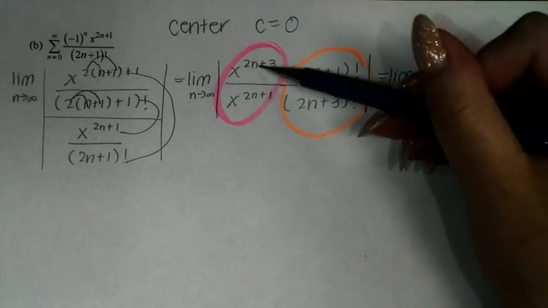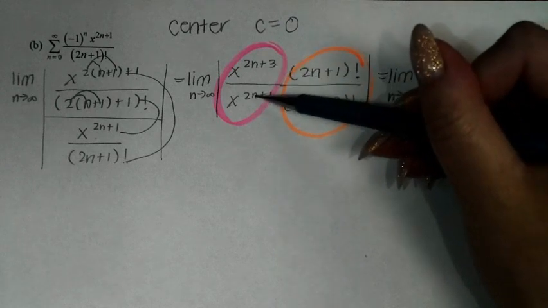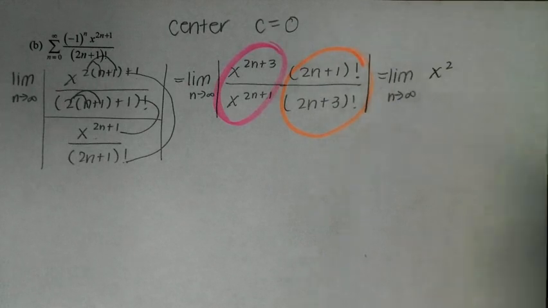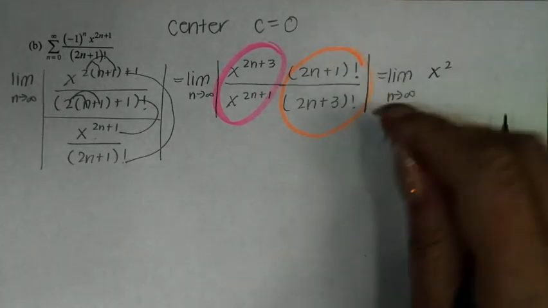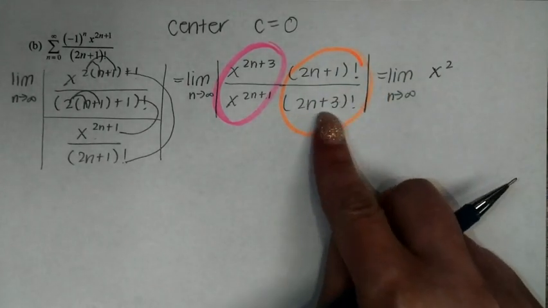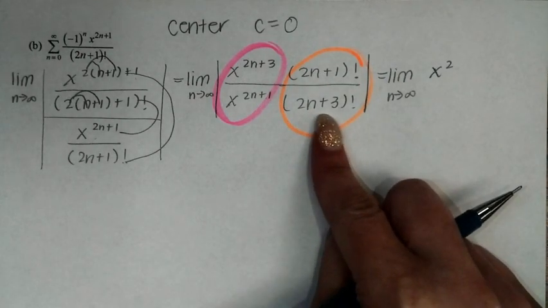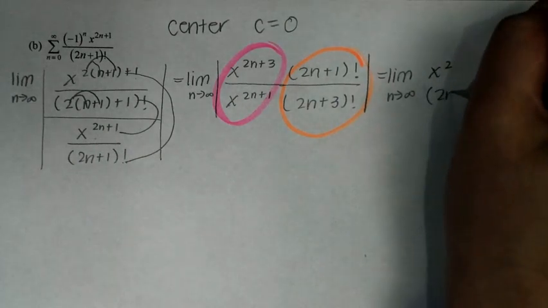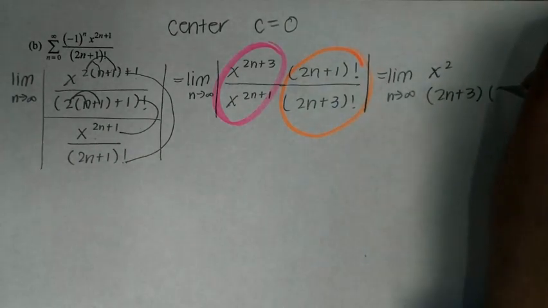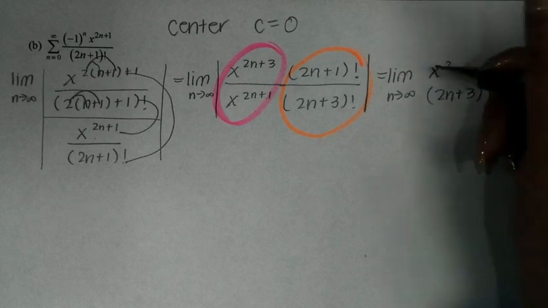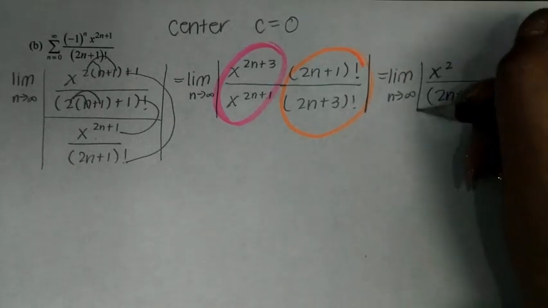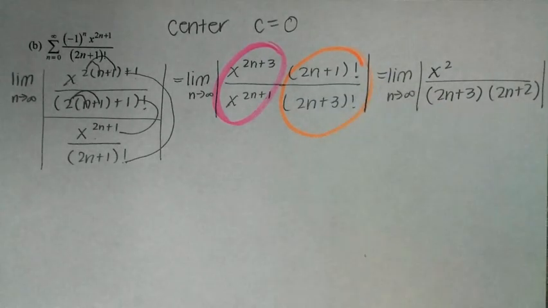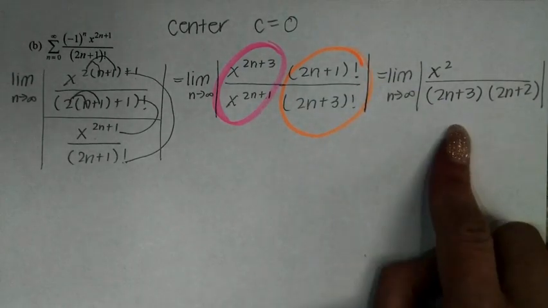You know that this one is 2n plus 3 minus 2n minus 1. You have only x squared there. Then over here what you recognize is that the factorial, the one in the denominator, is greater by 2 terms. Obviously this term doesn't cancel, but this term does not cancel either. After that they cancel because they are pretty much 2n plus 1 factorial and so forth. So you have left this.